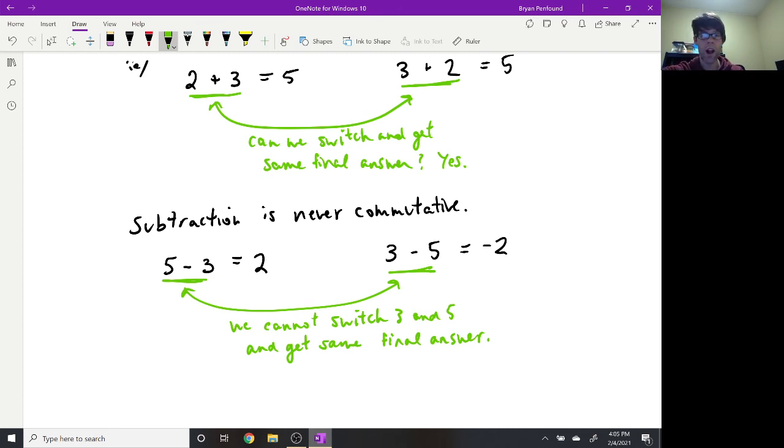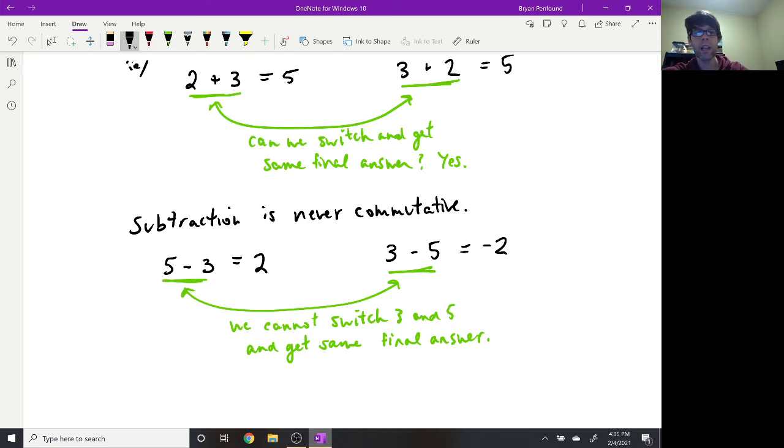Okay, so this is why subtraction is not commutative, because switching the order of our numbers actually leads us to the opposite of what the first number was. 5 minus 3 is positive 2. Switching the order of 3 and 5 is going to give us the opposite of positive 2, which is negative 2.